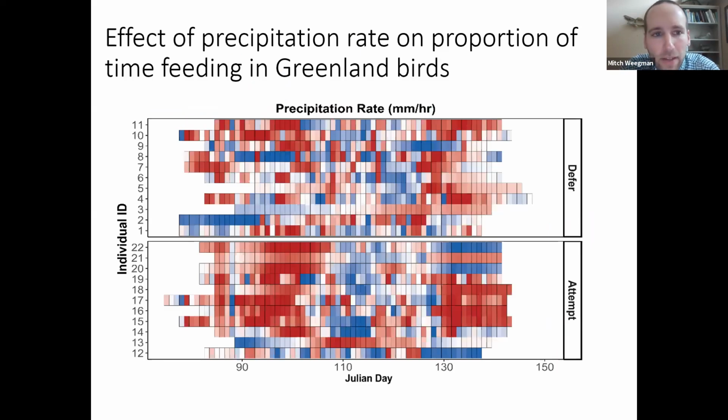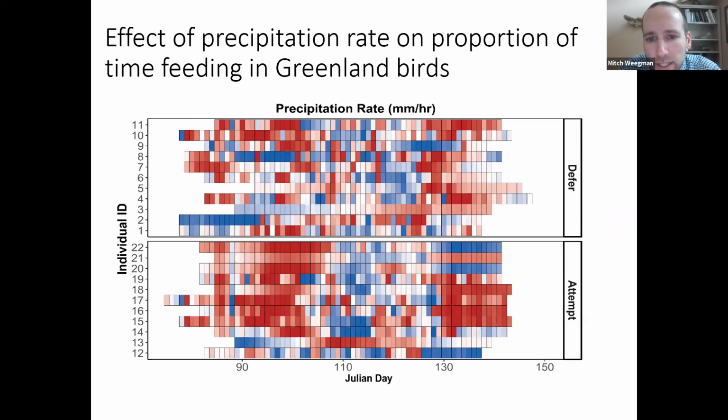So here is one panel of results. This is the effect of precipitation rate on the proportionate time feeding in Greenland birds. So it's quite a busy panel, but I'll start on the left side. On the left y-axis, we're looking at individual bird IDs. So each number there is an individual bird. We've grouped these individuals according to whether they deferred or attempted reproduction. So that's the right y-axis.